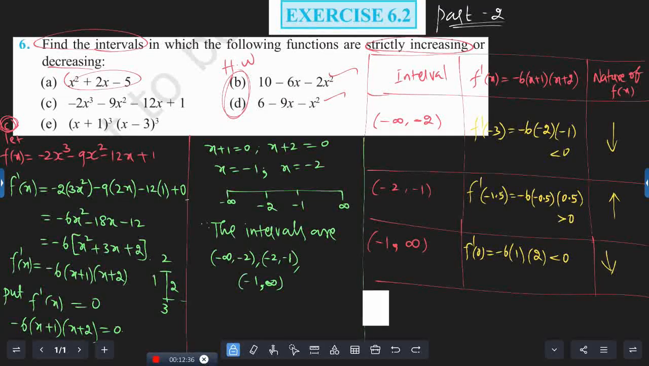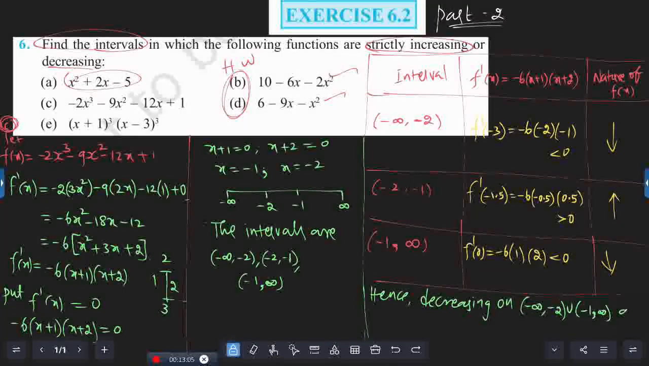Hence, decreasing on, okay, strictly. If you want to write strictly decreasing you can also write it, because in the question they gave strictly only. Decreasing on in two places: (minus infinity, minus 2) union (minus 1, infinity), and increasing on (minus 2, minus 1). That's it. This is your finishing.